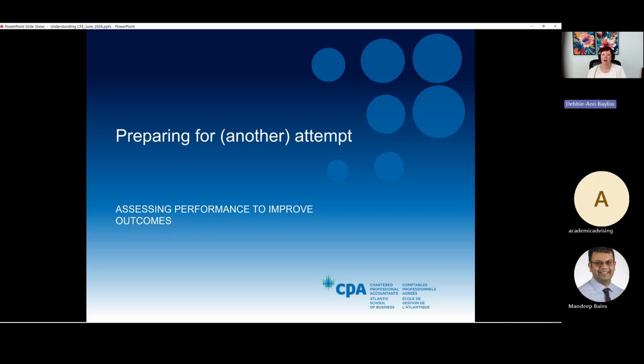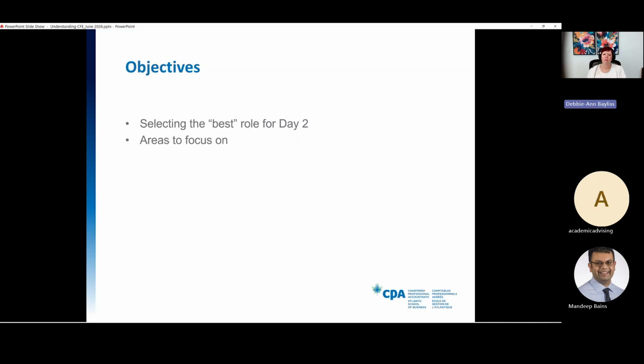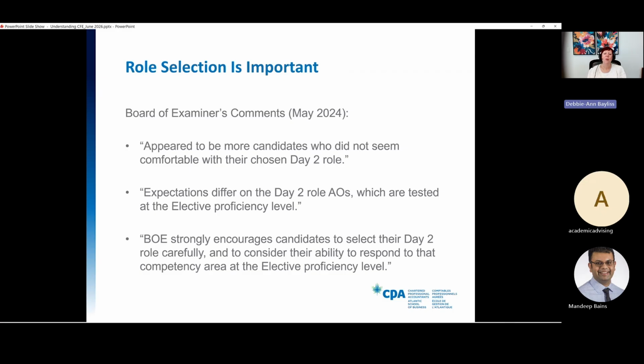So let's talk about how to prepare to write the CFE, whether you're preparing to write the first time or you're a rewriter. I want to focus on making sure that you've selected the best role for you, and if you're rewriting, what areas to focus on to increase your chances of passing.